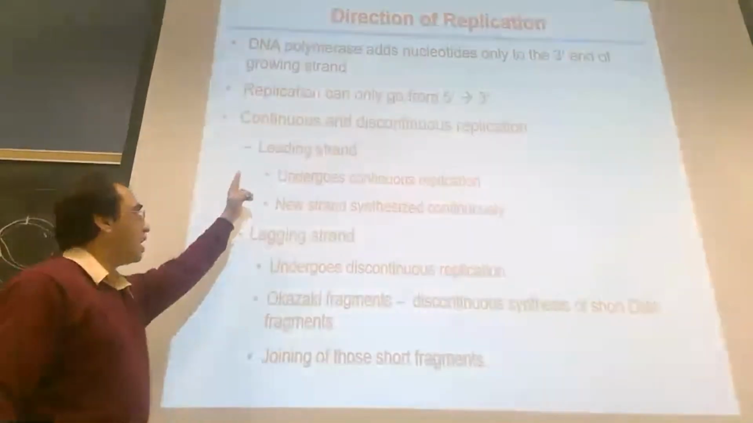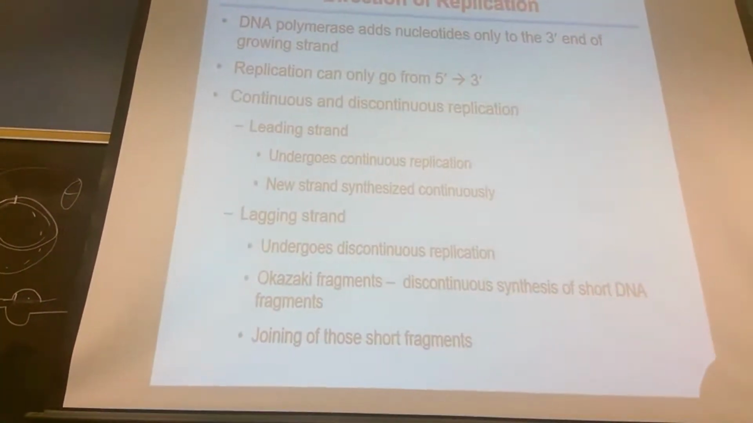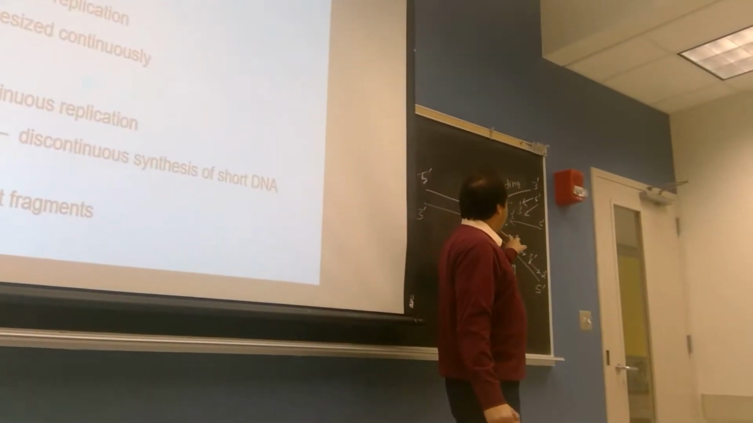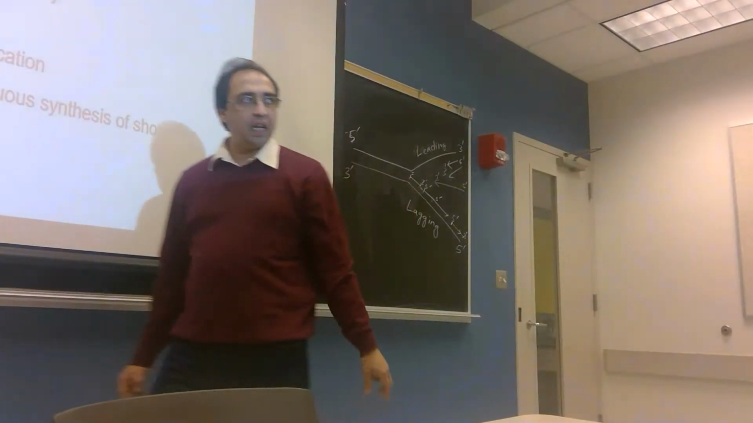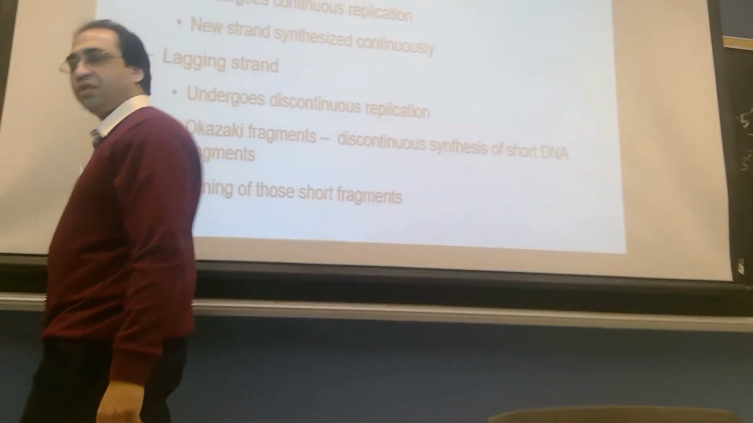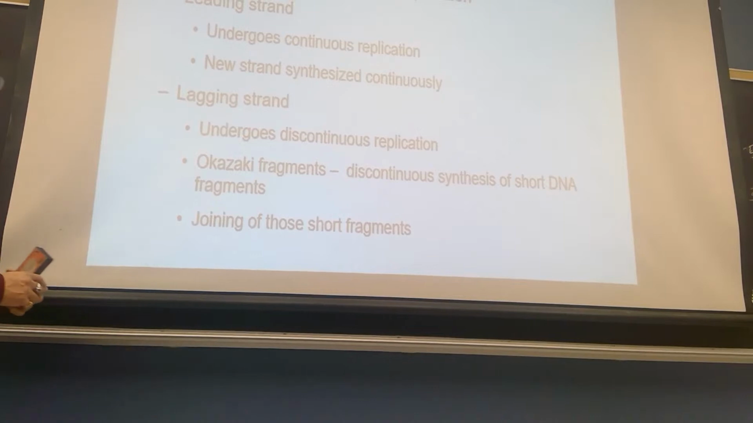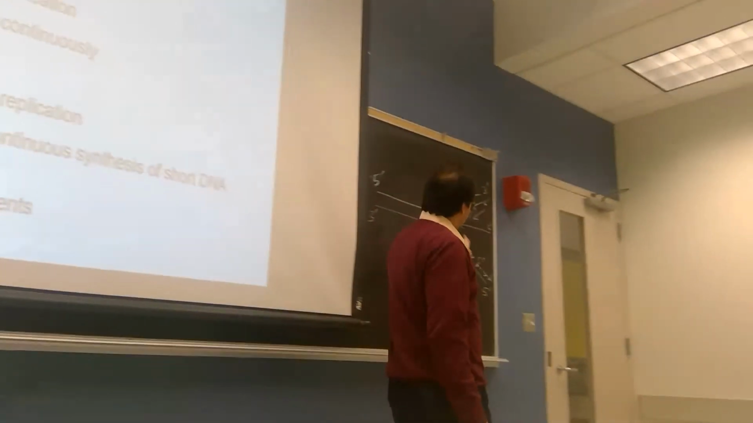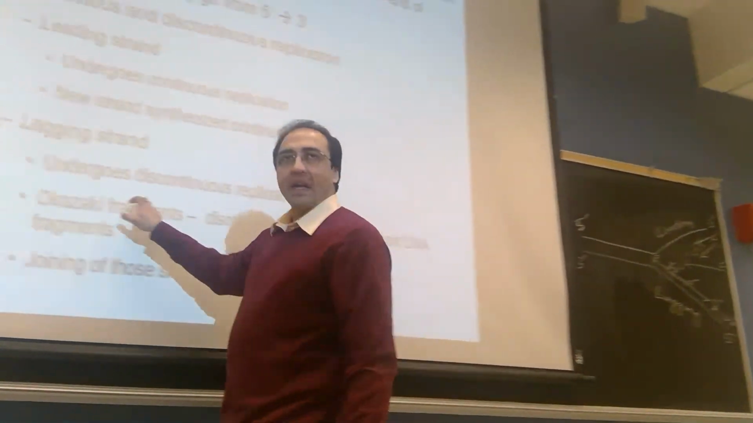There are two things. One is continuous. The continuous replication is on the leading strand, where the replication takes place as a stretch, as a whole. But in the case of the other one, the lagging strand, the replication is discontinuous, with the formation of short stretches of DNA and the joining of these short stretches of DNA. These discontinuous fragments were first discovered by a Japanese scientist, Okazaki. According to his name, these fragments are called Okazaki fragments.